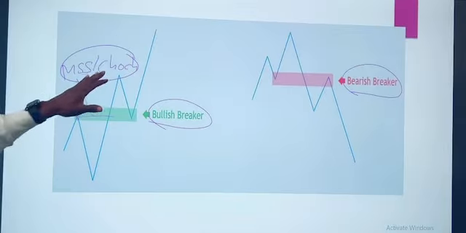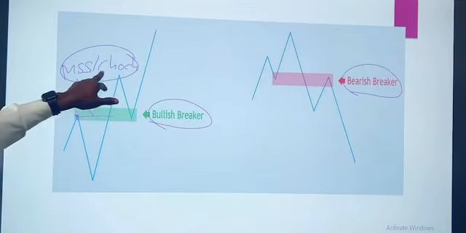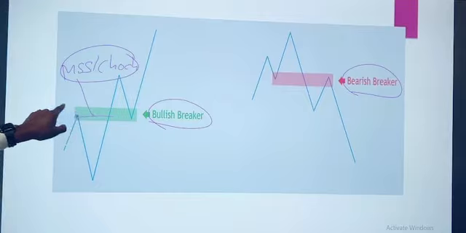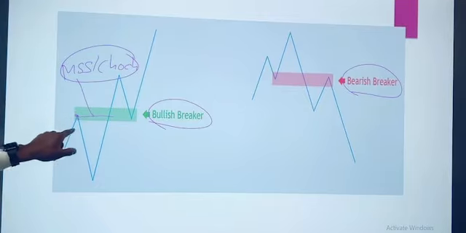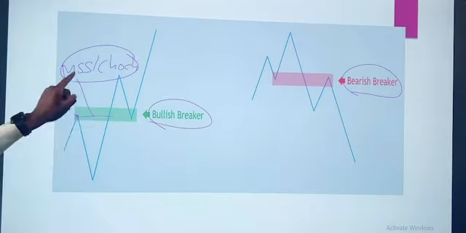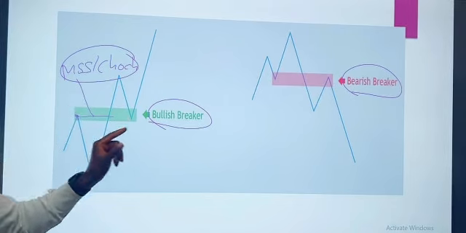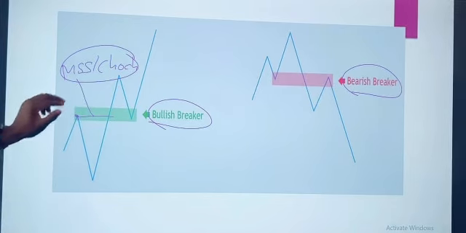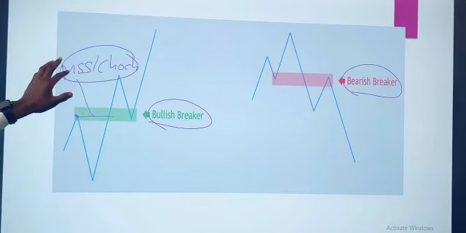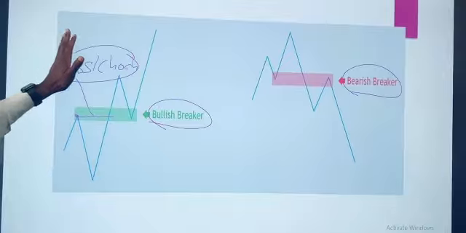And in the definition you heard it, you have to see a market structure shift. A strong resistance level must be broken. After it is broken, that zone becomes a breaker block. And you have to see what? Market structure shift, declaring a direction.